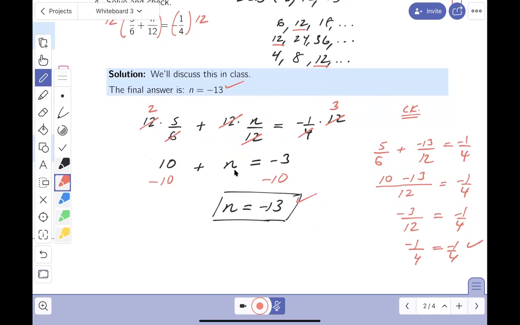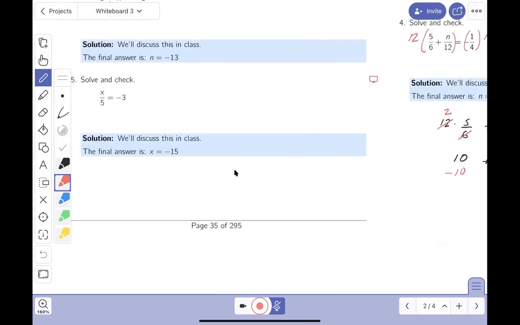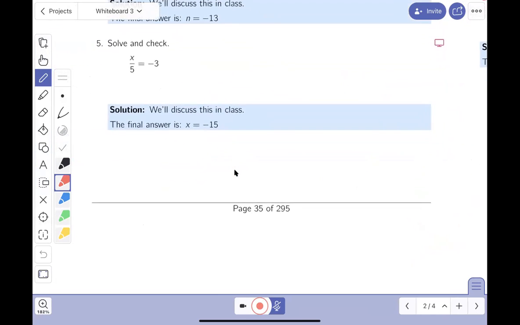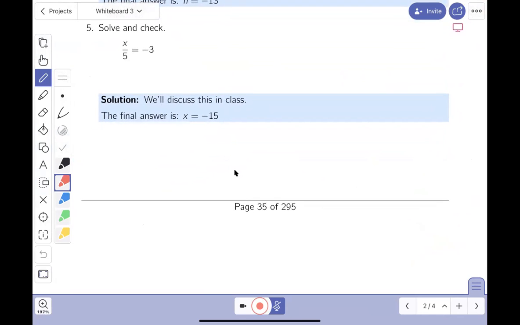All right. So I'm going to go to problem number 5 now. And number 5 is, solve and check. My goal here is to look at the problem and get the LCD again. All right. So what's the LCD then? There's only one denominator. So the LCD is 5. And what are you going to do now? You're going to multiply both sides of the equation. Let me write this down for you. You're going to multiply both sides of the equation by the number 5.